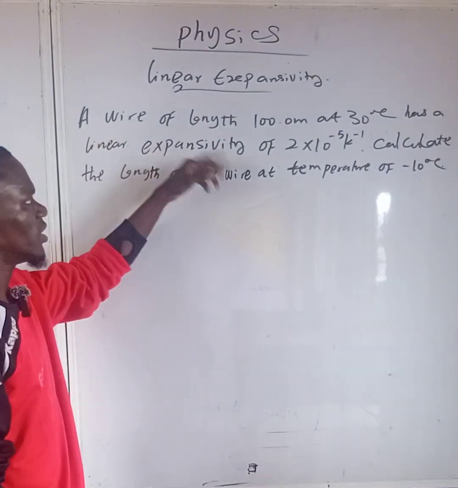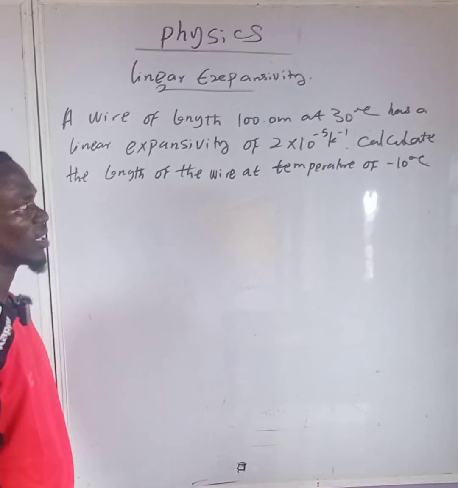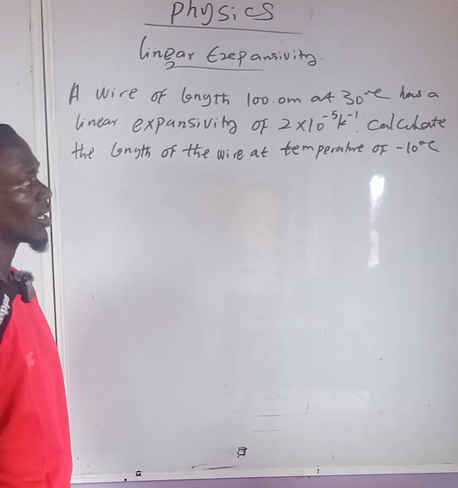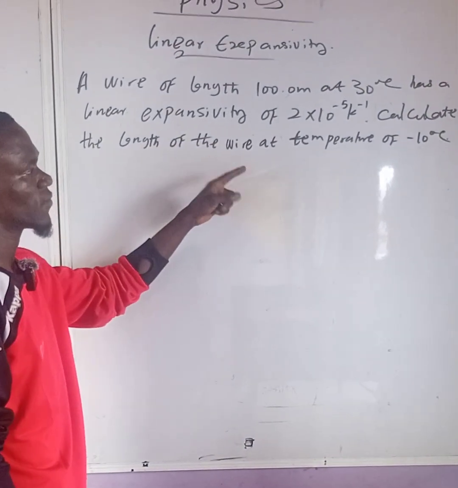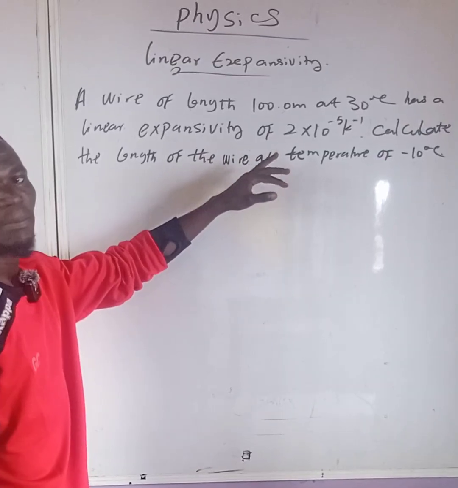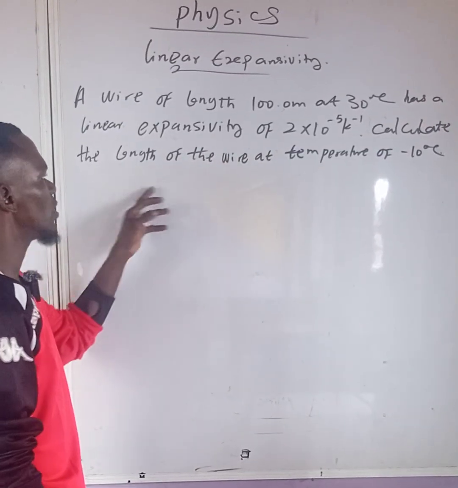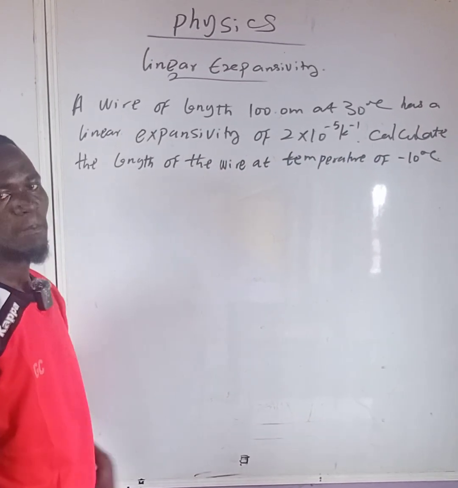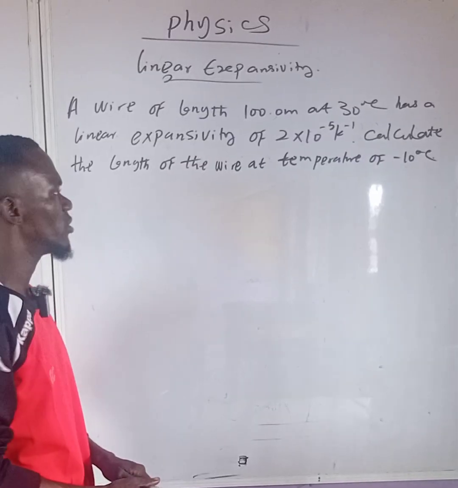We have a question under linear expansivity. It said a wire of length 100.0 meter at 30 degrees Celsius has a linear expansivity of 2 times 10 raised to the power minus 5 per Kelvin. Calculate the length of the wire at temperature of minus 10 degrees Celsius. Now, let's go this way.